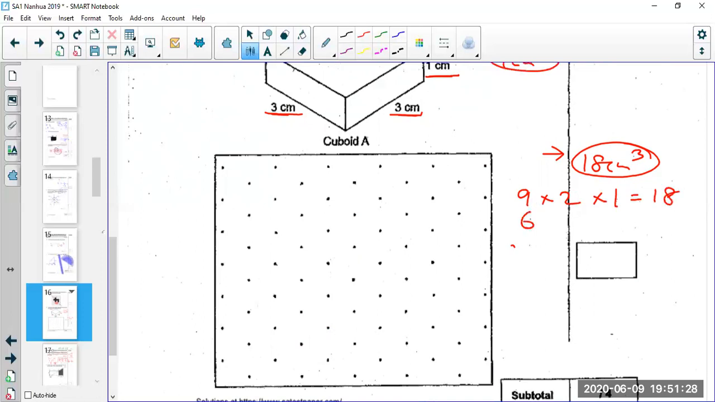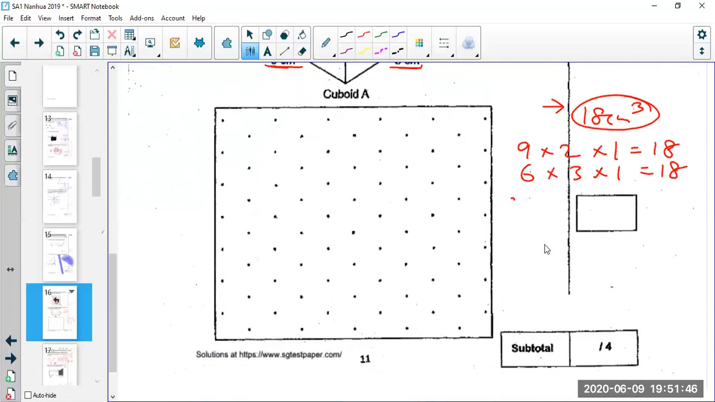Maybe 6 times 3 times 1 equals 18, also can. So there are different ways to draw. Okay. And what else can we draw? Any other way to draw? I think cannot already, right? Yeah. So then we start to draw the cuboid.